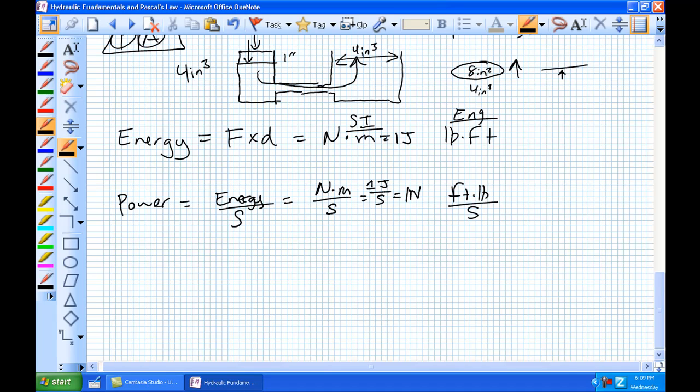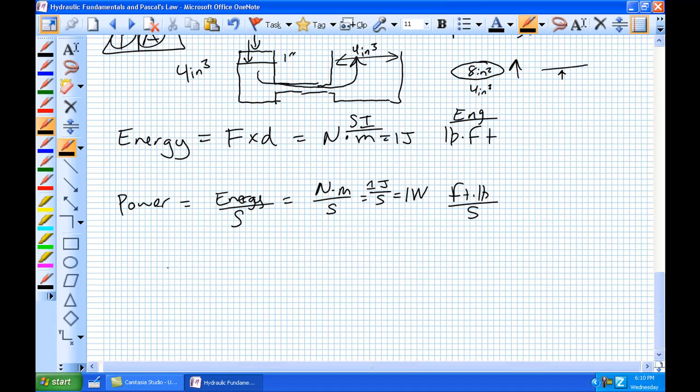So these are SI units that we commonly use, our joules and our watts. Again, a joule is not equal to a watt, and a watt is not equal to a joule. Foot-pound per second is not equal to a foot-pound. Two totally different things. So let's just do a super quick example here.